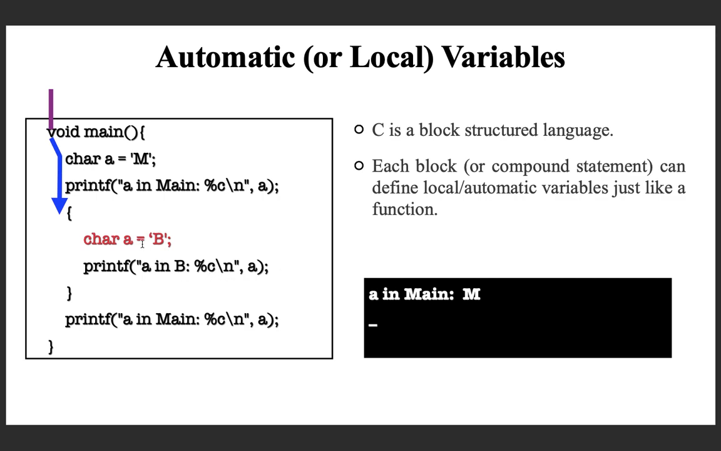And a block can define local or automatic variables just like a function. So what I am telling is, if you look at any of your programs, the if statement or the for loop or while loop, if you look at any of these constructs, you can see that you have a number of statements within curly braces. They are all blocks.